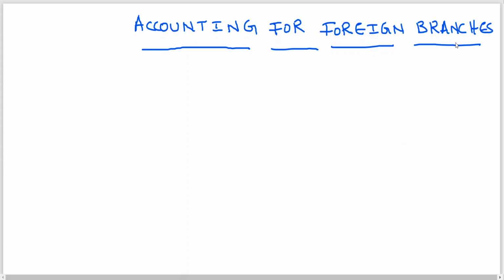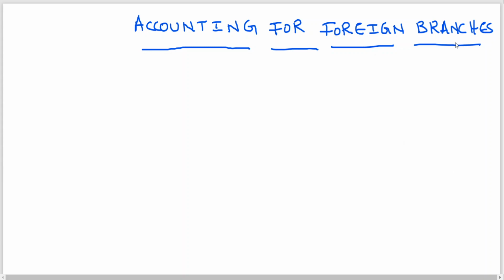It may be noted that the accounting principles which apply to an inland branch also apply to a foreign branch. Whatever principles we have learned for preparing inland branch accounts also apply. The only difference is that you need to convert the trial balance of a foreign branch into home currency. If you can do this, that's it. So the importance of this topic is that you should learn how to convert foreign currency into home currency.